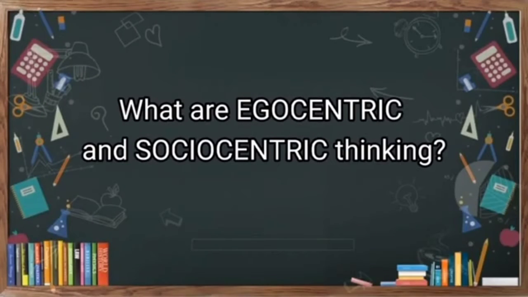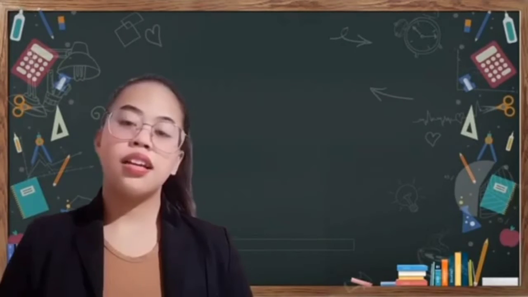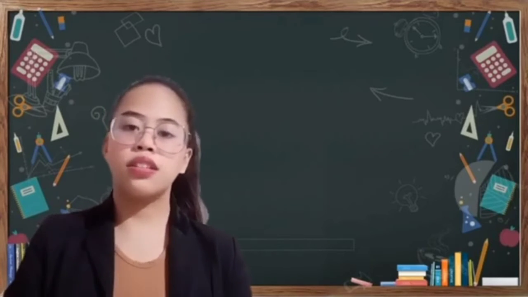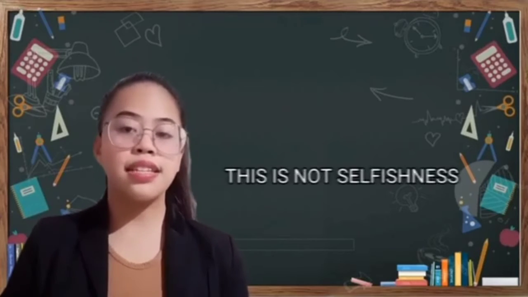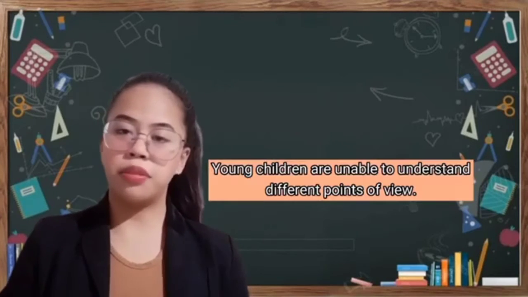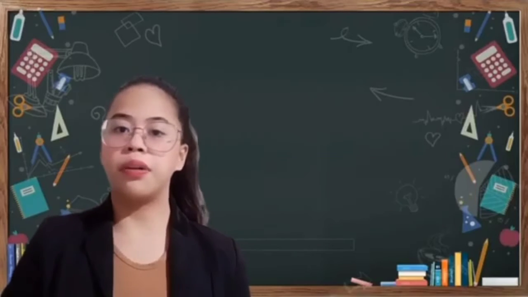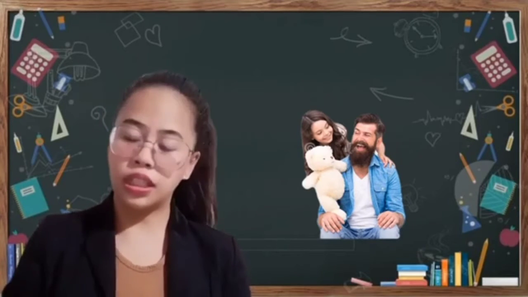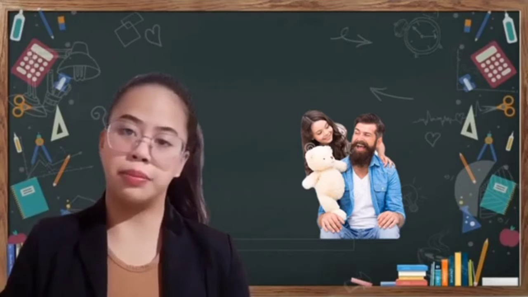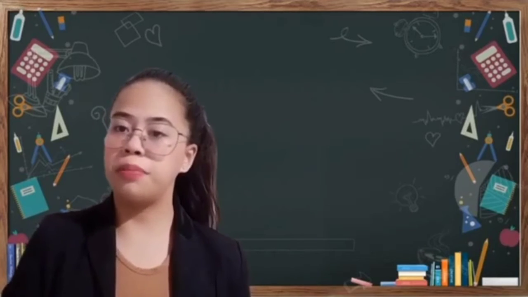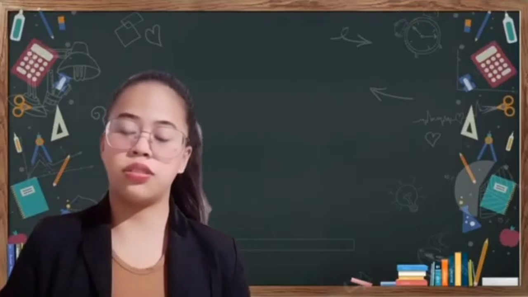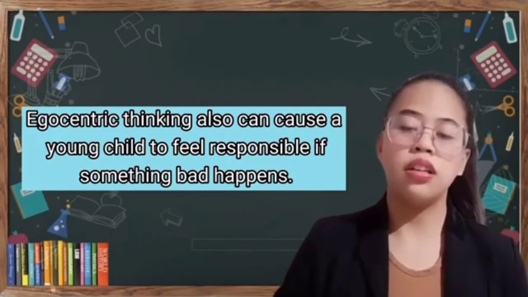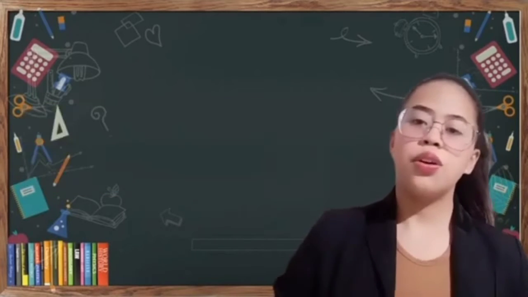What are egocentric and sociocentric thinking? Egocentric thinking is the normal tendency for a young child to see everything that happens as it relates to himself or herself. This is not selfishness. Young children are unable to understand different points of view. For example, a preschool child might sympathize with his or her father and try to comfort him by offering a favorite toy or stuffed animal, reasoning that what helps the child feel better will also comfort the adult. Egocentric thinking also can cause a young child to feel responsible if something bad happens.